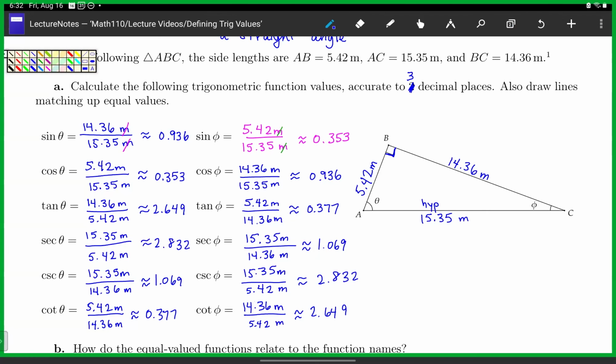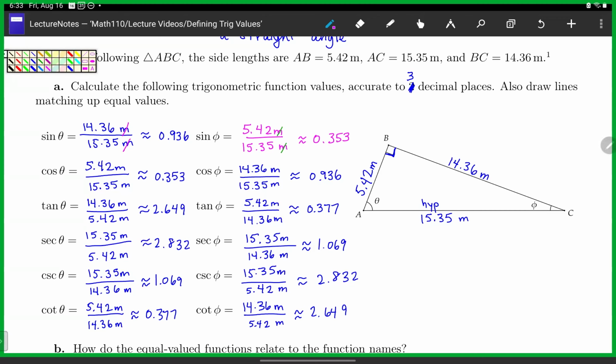Okay, so here are all the values filled in. As an example, just picking out secant of theta. Secant is the reciprocal of cosine, so that would be the hypotenuse divided by the adjacent. Here's theta. Hypotenuse is 15.35 divided by adjacent, 5.42 meters, and dividing that I get approximately 2.832. Okay, this also asks you to draw lines matching up equal values. And I'm going to match up equal values basically by the fact that they are calculating exactly the same ratio.